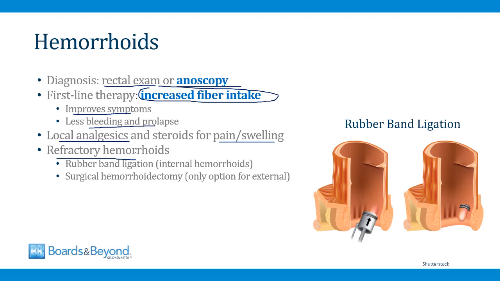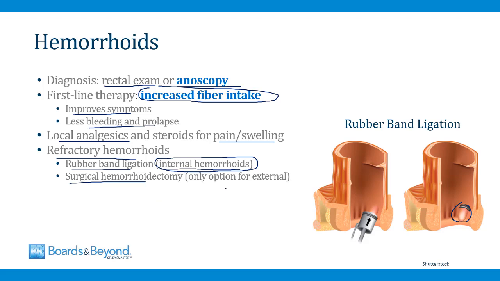There are a couple of surgical options to treat them. The first one is rubber band ligation. This is shown on the screen here. It involves placing a rubber band around the hemorrhoid, and then the hemorrhoid will eventually thrombose and fall off. This can only be done for internal hemorrhoids, and it's high yield to remember this. If you do this for an external hemorrhoid, the thrombosed hemorrhoid will become exquisitely painful, and the patient will be very unhappy with you. The other option is surgical hemorrhoidectomy, which is basically surgically excising the hemorrhoid.